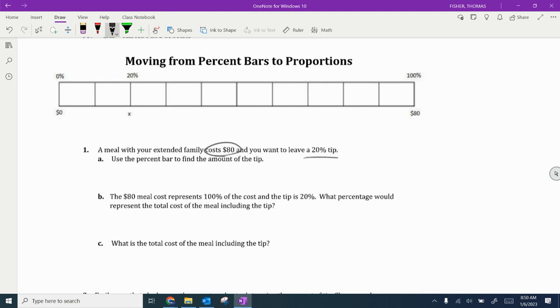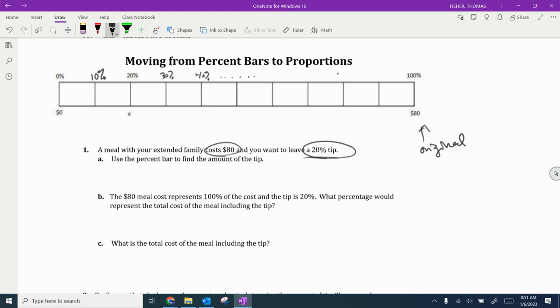So that means $80 is the original amount of money. The original is always 100%. That's the whole thing. 20% is going to be a part of it, which is over here. 10% would be here because there are 10 boxes. So 20% would be next, then 30%, 40%. If we wanted to keep going, we could, all the way down.